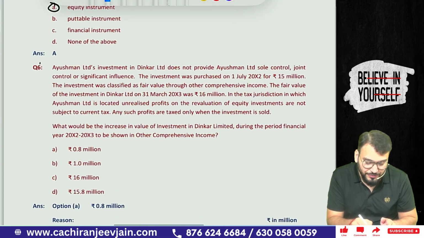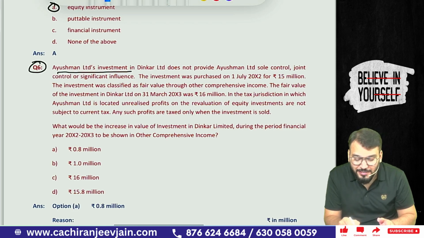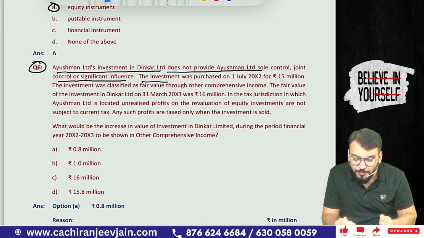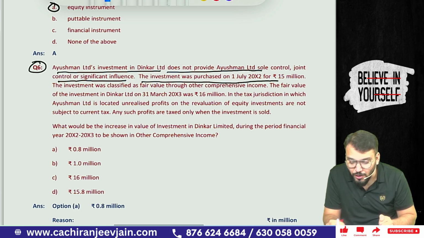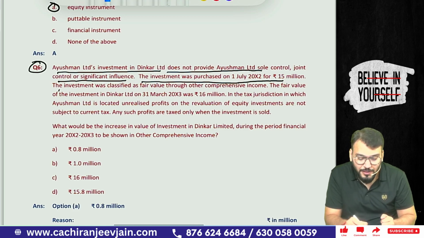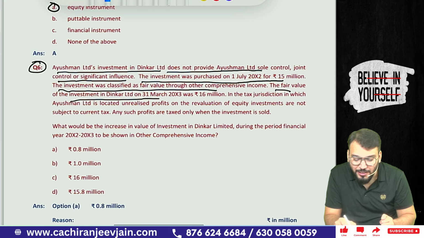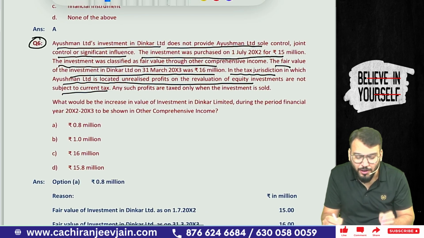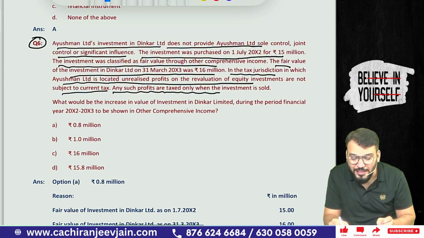Question number 6. Ayushman Limited's investment in Dinka Limited does not provide Ayushman Limited sole control, joint control or significant influence. The investment was purchased on 1st July 2002 for rupees 15 million. The cost price was 15 million. The investment was classified as FVTOCI. The fair value of the investment in Dinka Limited on 31st March 2003 is 60 million. In the tax jurisdiction in which Ayushman Limited is located, unrealized profit on revaluation of equity instruments is not subject to current tax. Any such profit is taxed only when the investment is sold.